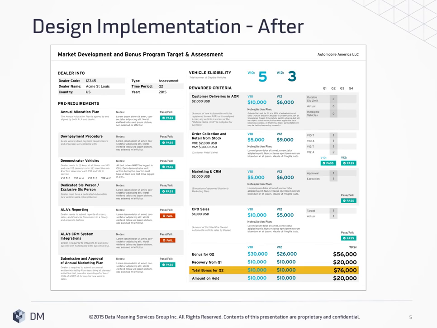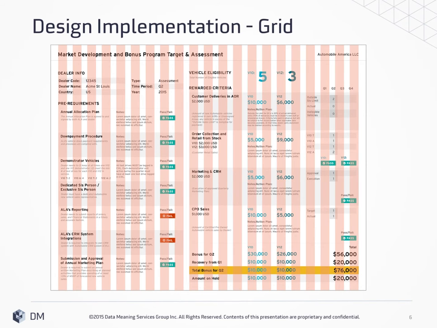There is a clear path of information, starting with the dealer information on the top left and moving top to bottom and left to right. By showing the grid, you can see that each section fits neatly into the grid and has its own space.